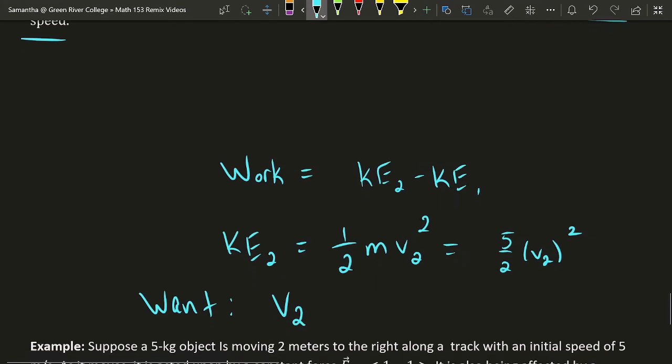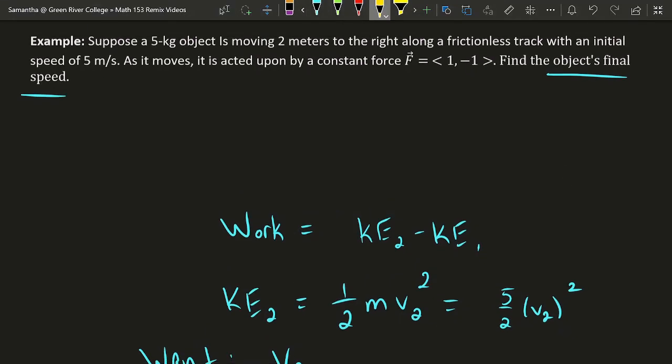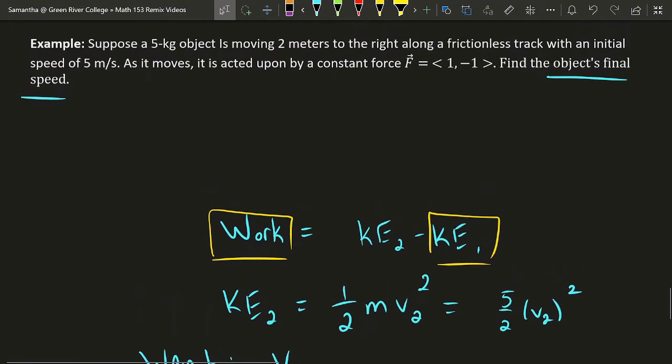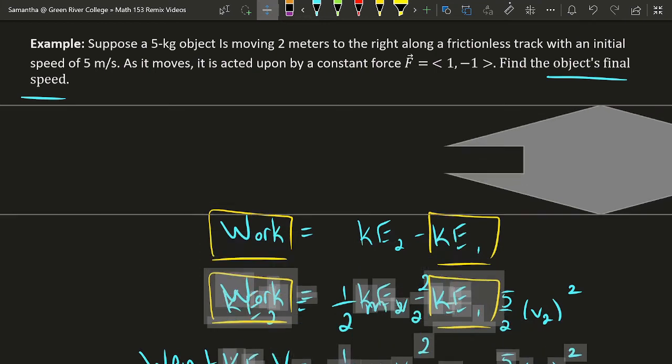So, tracing my way backward from my ultimate goal, the final speed, I find that if I can just figure out the initial kinetic energy, and if I can figure out the work done, then I will be able to find my way to the final speed. Okay, so first let's find the work done.